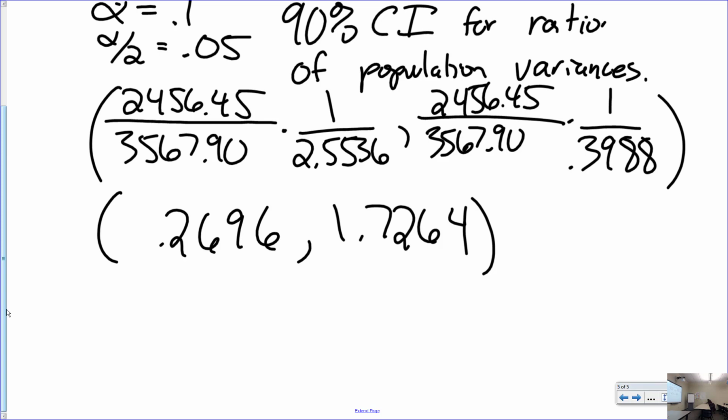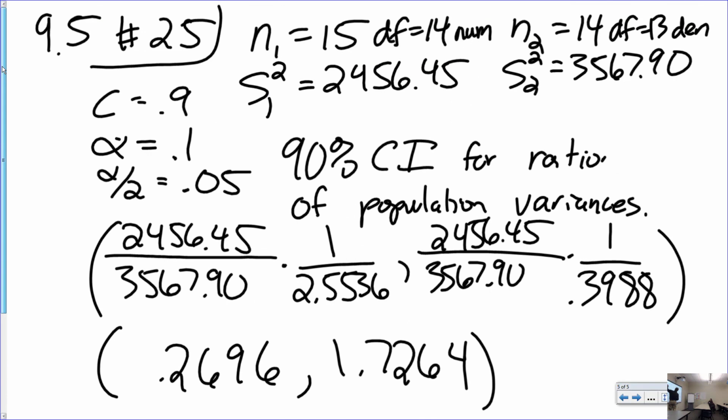Did they do it the other direction? 3567.9 divided by 2456.45 divided by 2.5536. Oh yeah, they did the ratio the other way. So the book did the ratio the opposite direction. Why? Which was the first sample? It doesn't really matter which one. Yeah, it doesn't, except it does change your numerator and your denominator though.